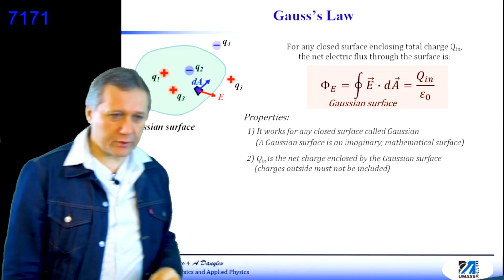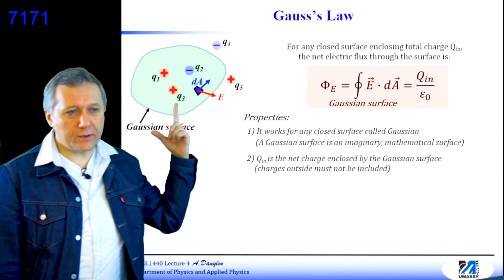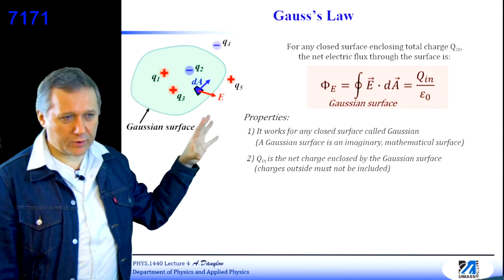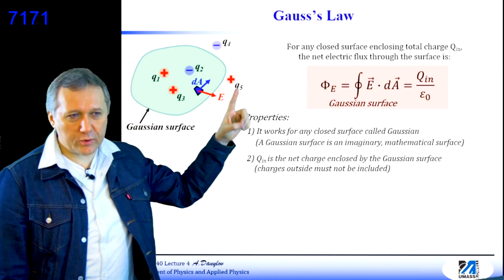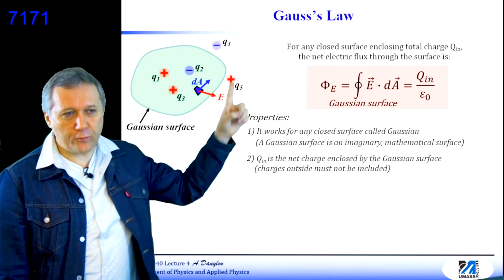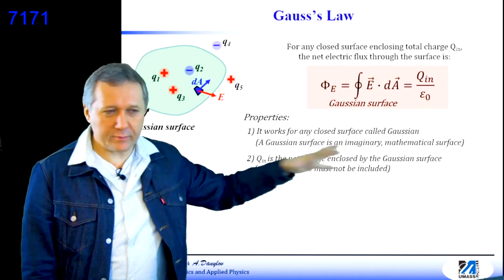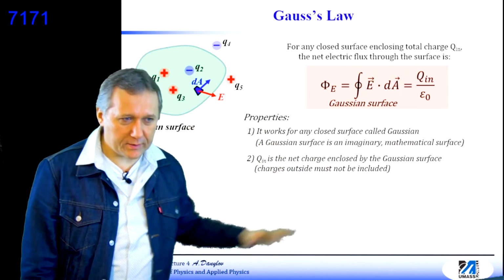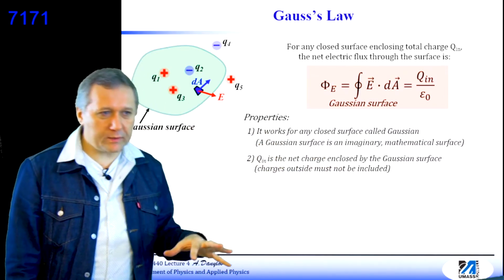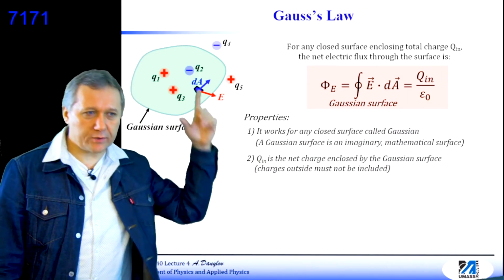Inside of the Gaussian surface, right? It's the net charge within the Gaussian surface. Any charges outside, in this case like this, Q4 and Q5, they are outside of the borders. They are foreigners. We don't care about them. So we are not counting them. We only need to count charges inside.